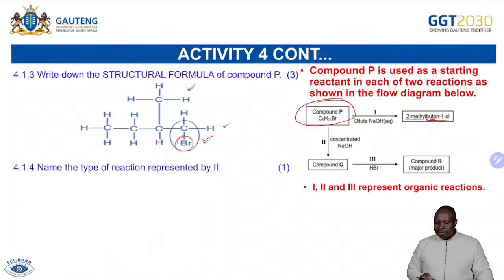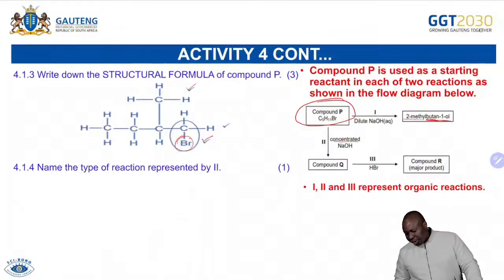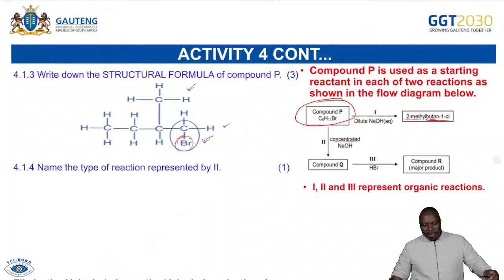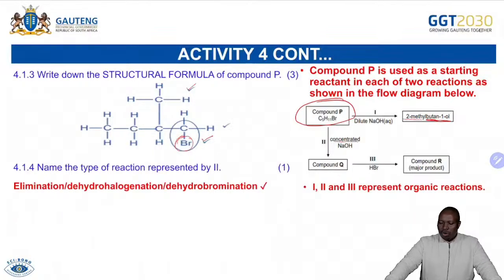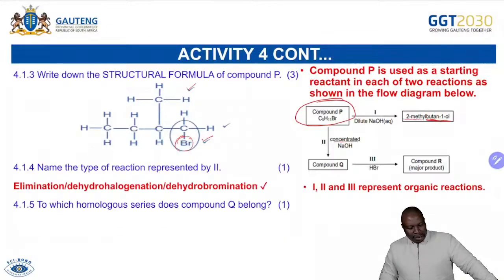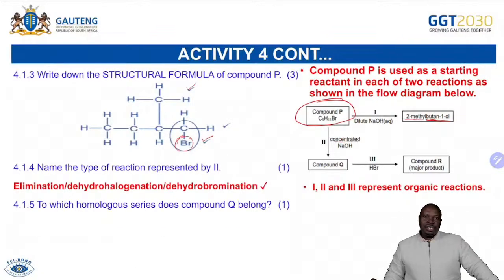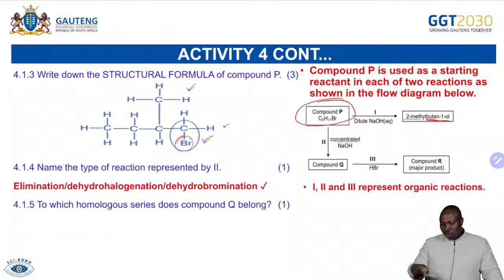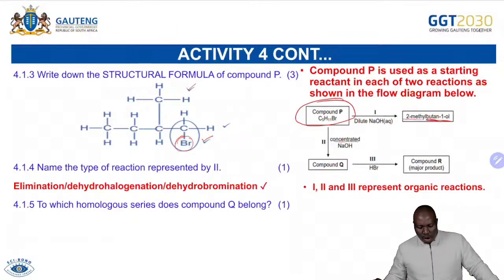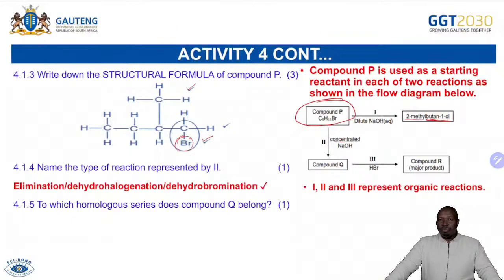Name the type of reaction represented by 2. Remember, we said concentrated is for elimination. Definitely, this must be elimination. The type of reaction is elimination. Or you can just say dehydrohalogenation, we will take the answer, or dehydrobromination. But the type of reaction is elimination. The type of elimination is based on what we are removing, which is dehydrohalogenation or dehydrobromination.